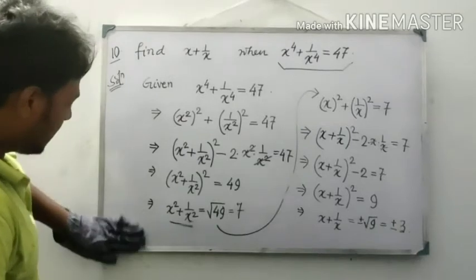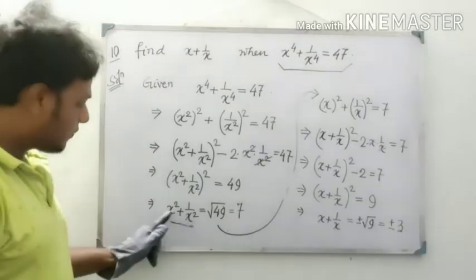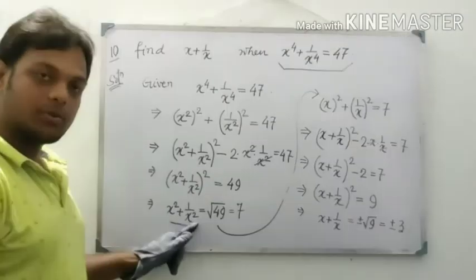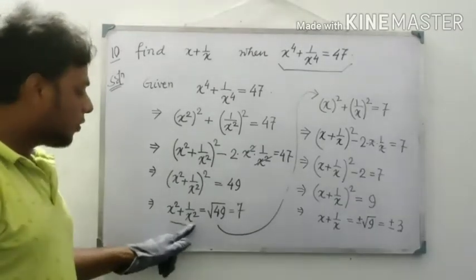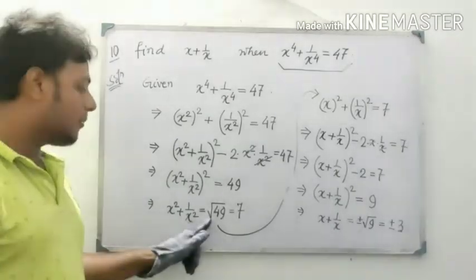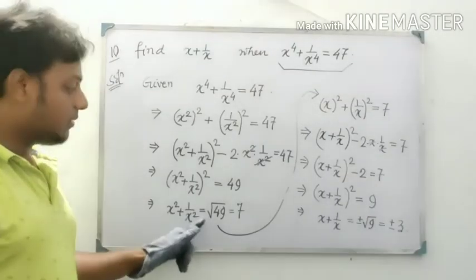So if x square is positive, plus 1 by x square, this one is also positive. The first term is positive, the second term is also positive. Okay, so the sum of two positive numbers is always positive. That is why we have not accepted the negative value here. Did you get it? This is the very important part.